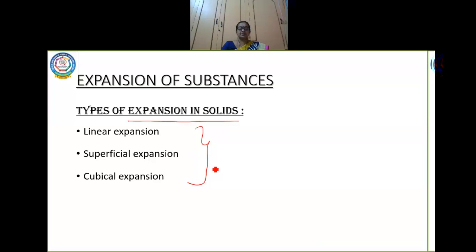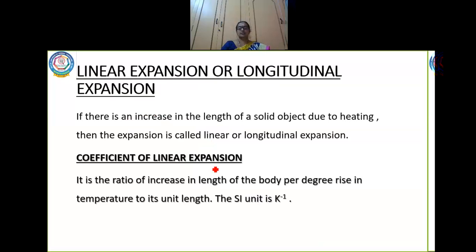If there is a change in the length of the body, then you call that expansion linear expansion. If there is a change in the area of the solid, then you call it superficial expansion. And if there is a change in the volume of the body, then you call that expansion cubical expansion. Okay, so let us move on to linear expansion, or otherwise called longitudinal expansion.